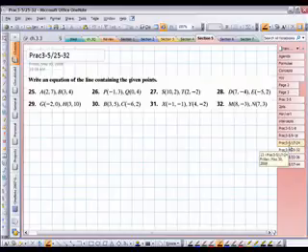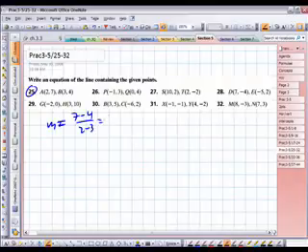Here we are writing the equation of the lines. Now this time we have 2 points, but we don't actually have a slope. We're going to need to get a slope. So to get a slope, m, it's going to be difference in y's over difference in x's. So m is equal to 7 minus 4 divided by 2 minus 3. 3 over negative 1, which is negative 3.